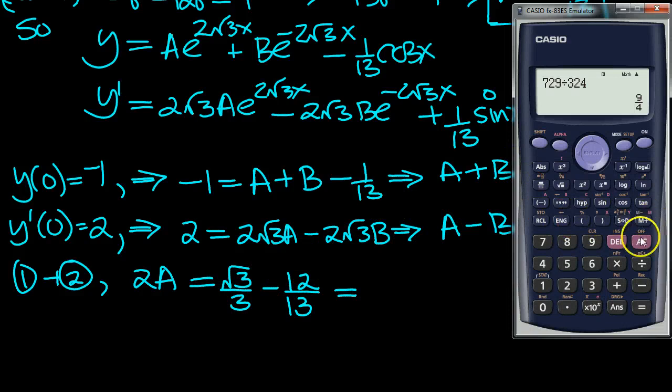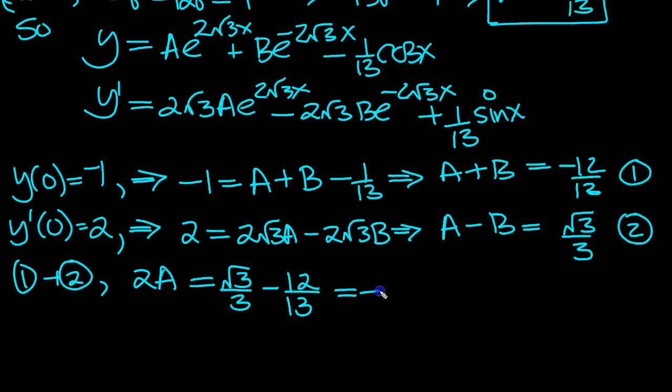So we've got root 3 over 3 then. So root 3 divided by 3 minus 12 divided by 13. Okay. Well, there's the surd. And again, it's not very nice. So let's get the decimal. Minus 0.35, isn't it? It's 2dp. Minus 0.35. So a equals then.